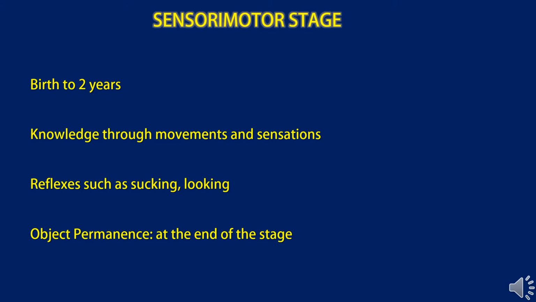The very first stage described by Piaget is called the sensory motor stage, and it goes from birth to approximately 2 years of age. At this stage, children get knowledge of their world through movements and sensations. They start basically understanding their environment through inborn reflexes such as sucking and looking. They eventually start coordinating their sensations, and for example, they may start sucking their thumb and repeating the action because they find it pleasurable.